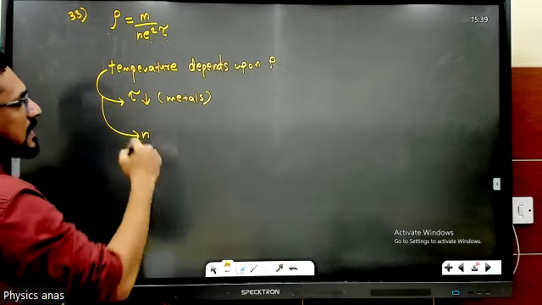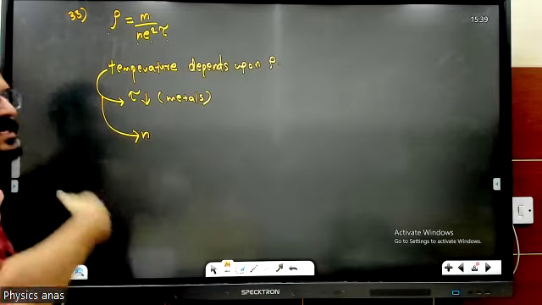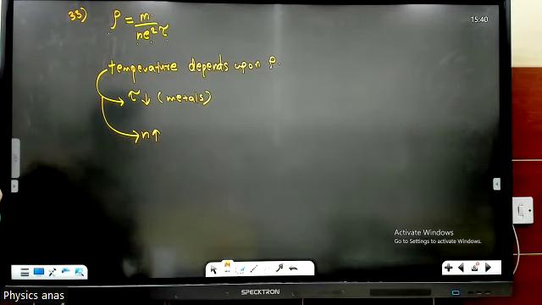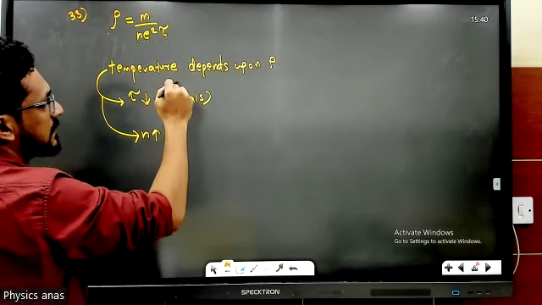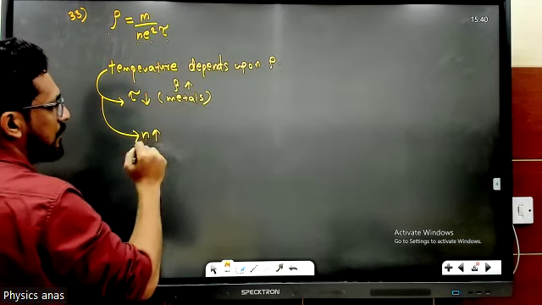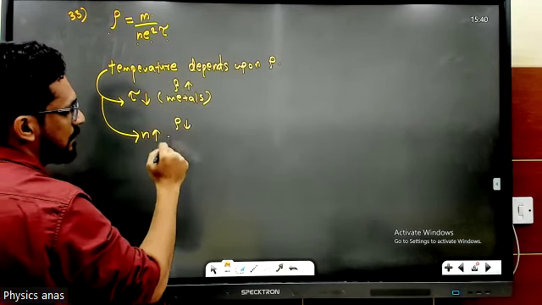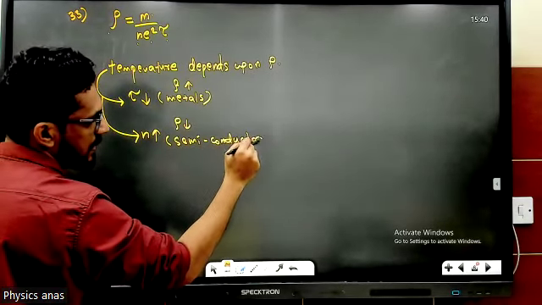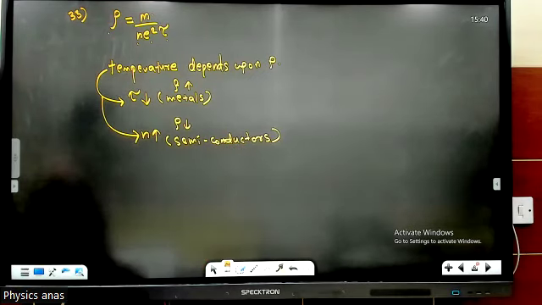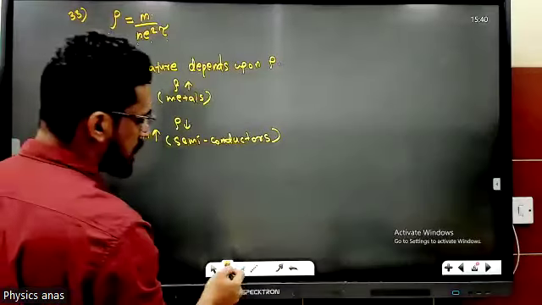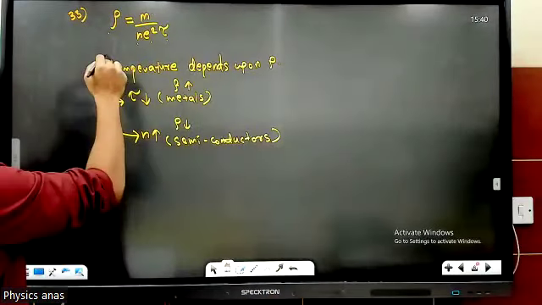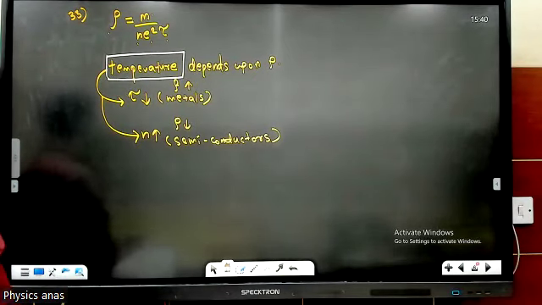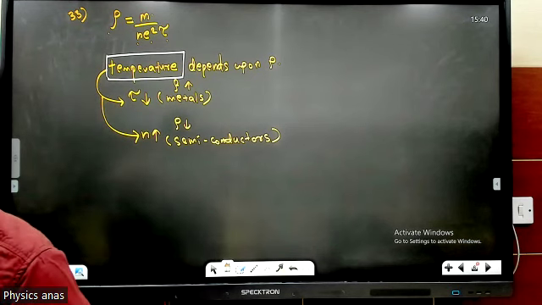In the case of semiconductors, as temperature increases, number density increases. If number density increases, resistivity decreases. If relaxation time decreases, resistivity increases. If n increases, resistivity decreases, but that is for semiconductors only. So what is the factor on which resistivity depends? It is temperature. Did you get it? Okay. That's our answer: temperature.